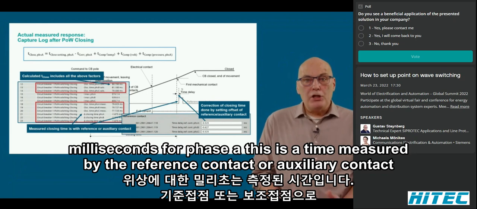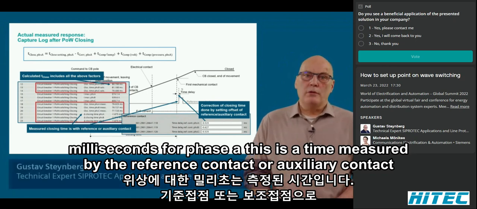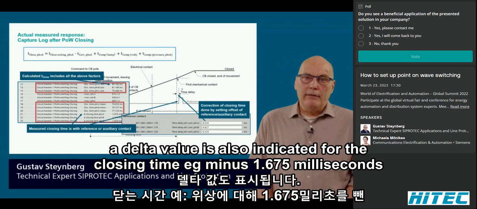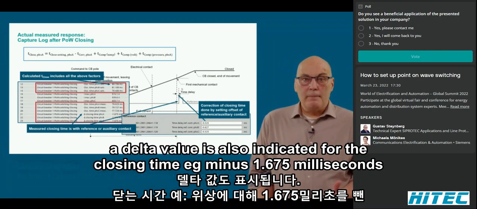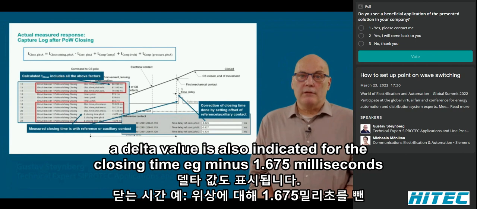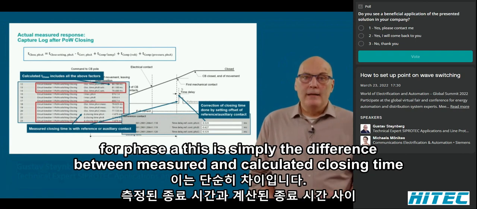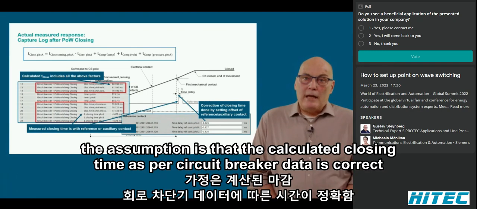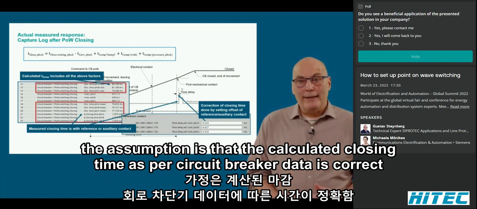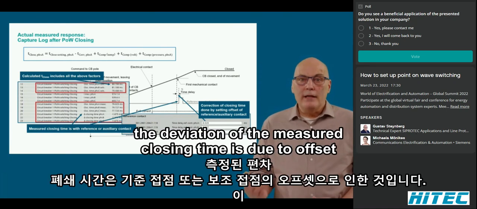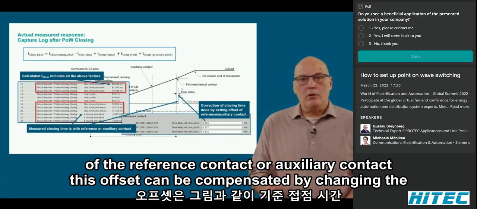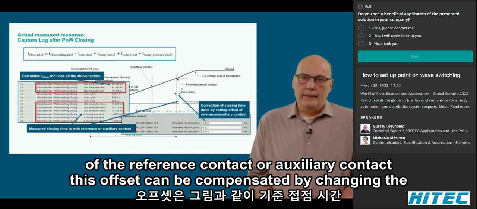This is a time measured by the reference contact or auxiliary contact. A delta value is also indicated for the closing time, e.g. minus 1.675 milliseconds for phase A. This is simply the difference between measured and calculated closing time. The assumption is that the calculated closing time as per circuit breaker data is correct. The deviation of the measured closing time is due to offset of the reference contact or auxiliary contact.